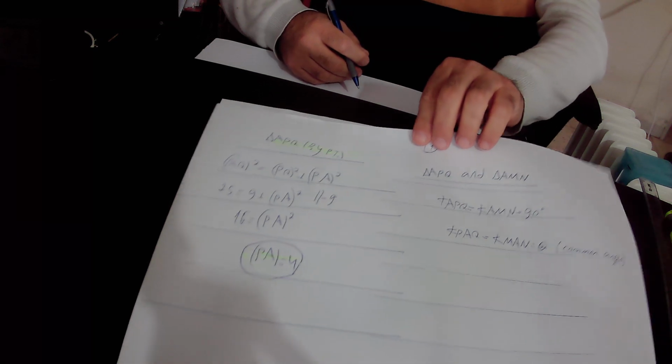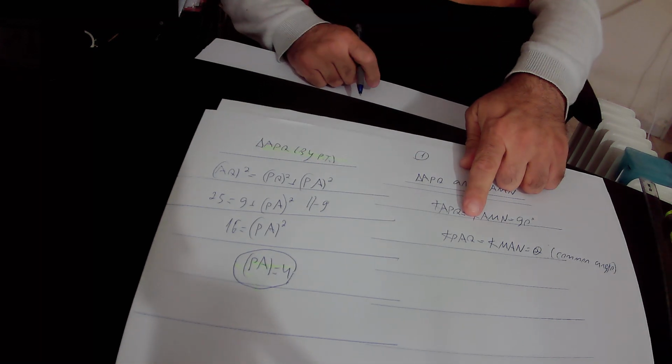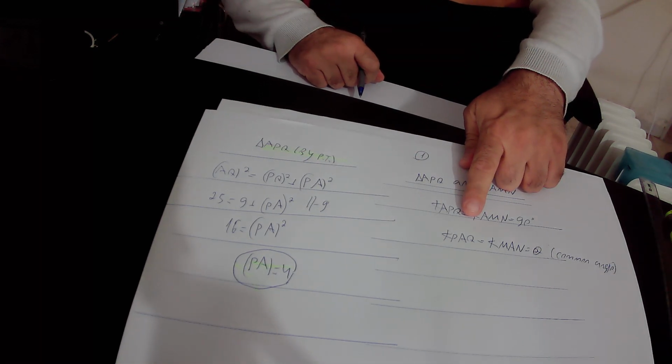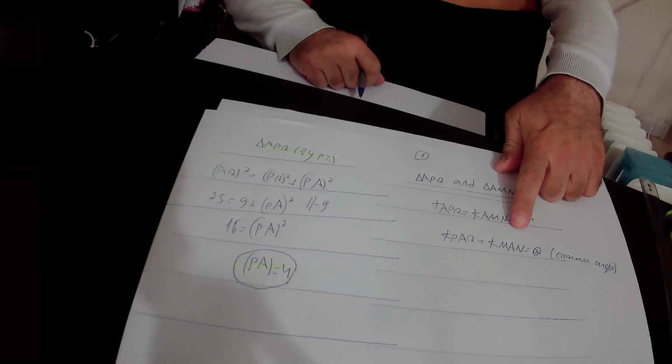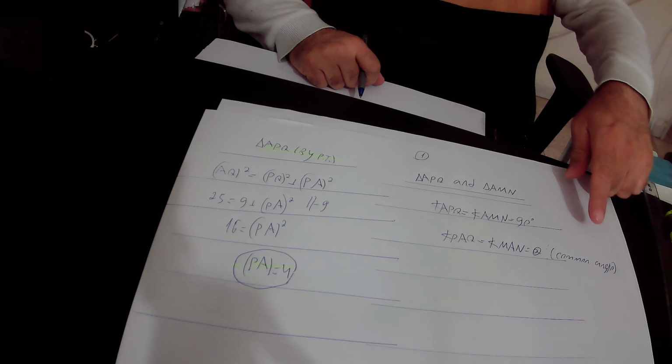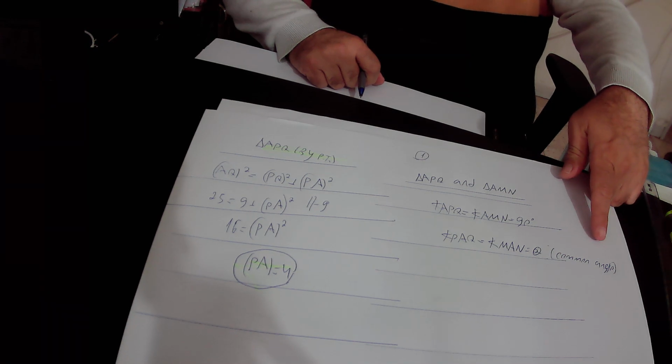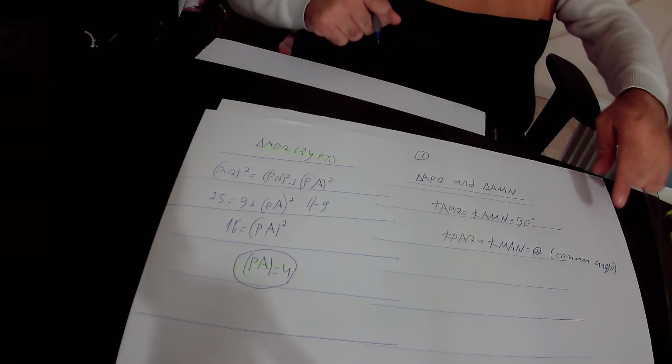Again, in the big triangle, angle theta is defined as angle PAQ, and it is equal to angle theta itself. In the small triangle, angle theta is defined as angle MAN. Again, angle theta is the common angle that belongs to both triangles, therefore angle theta equals itself.